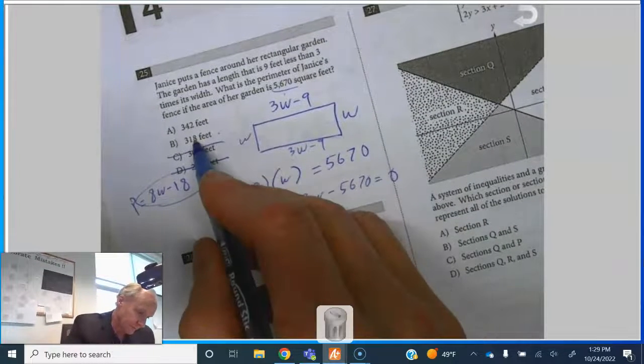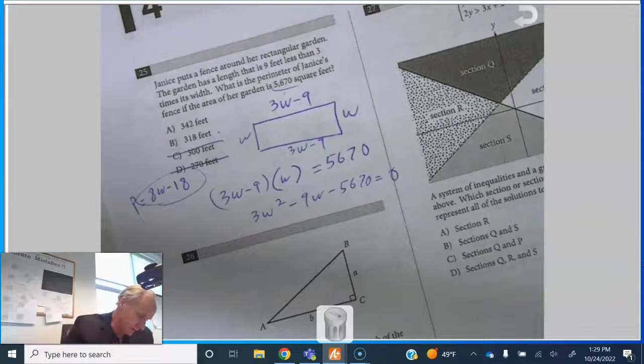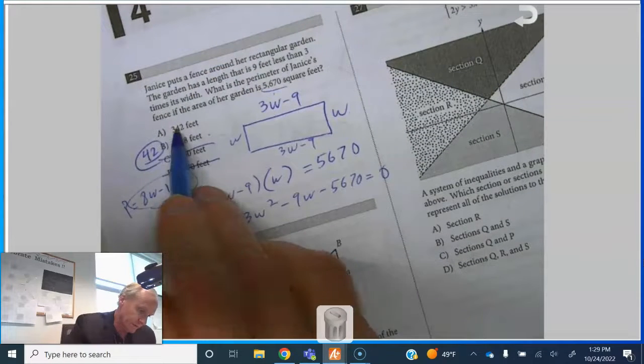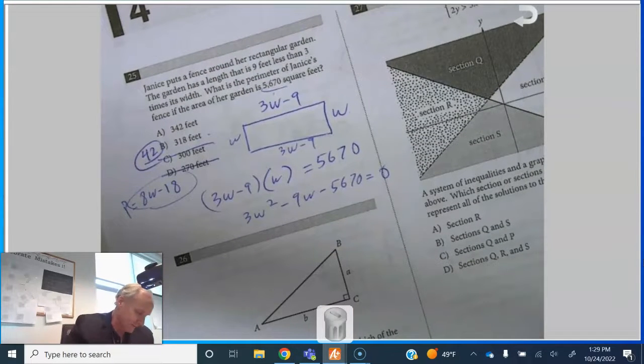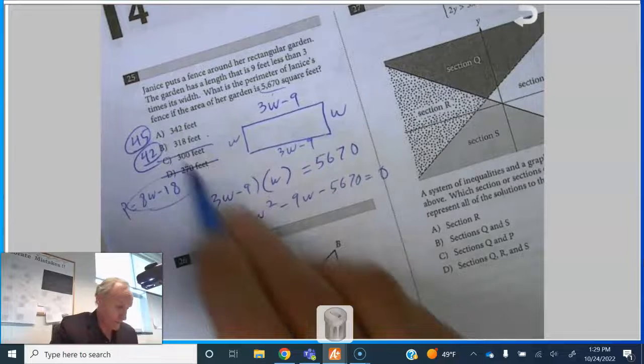Let's try this one. 318 plus 18 divided by 8, 42. And this one, 342. Here's what I'm doing. I'm solving this for W. 45. Okay, so my possible W's are 45 and 42.